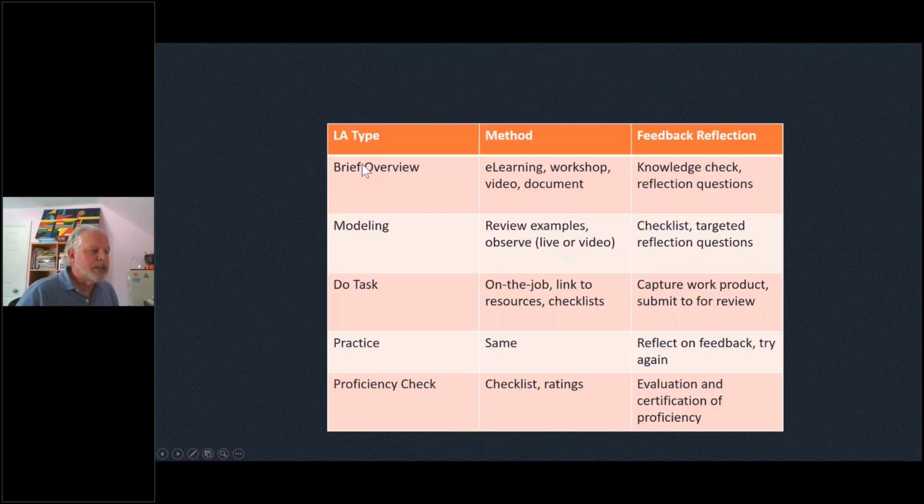All right, so you can have different types of activities, overview, modeling, doing a task, different methods, but think about what's the reflection and feedback process at each of those steps. What kind of good feedback am I giving?